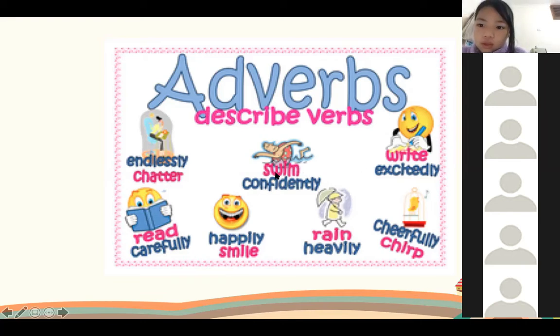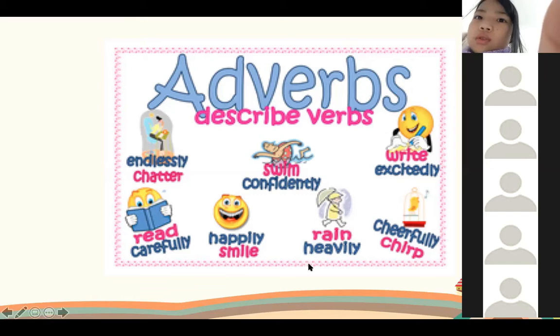Here we have swim confidently. So this man is swimming and he's doing it in a confident manner. Confidently is the adverb because it describes the verb swim. Here we have write excitedly. Excitedly is an adverb because it's describing how this person is writing. Here we have read carefully. The word carefully is an adverb because it's describing how this person is reading.